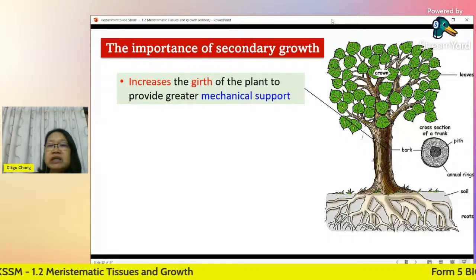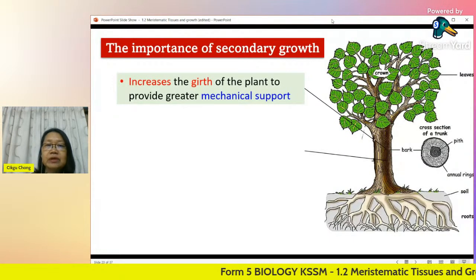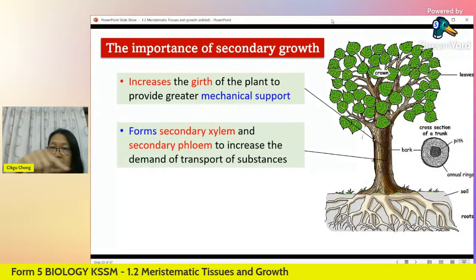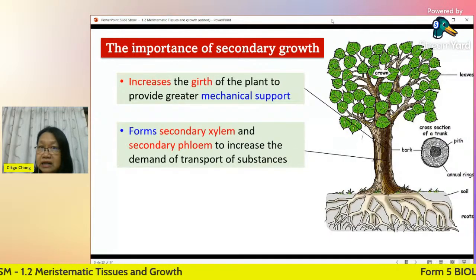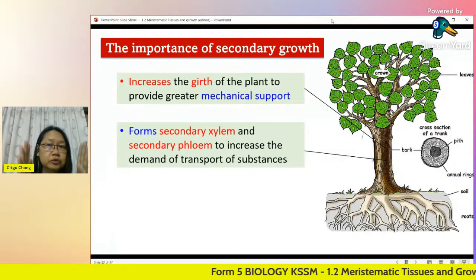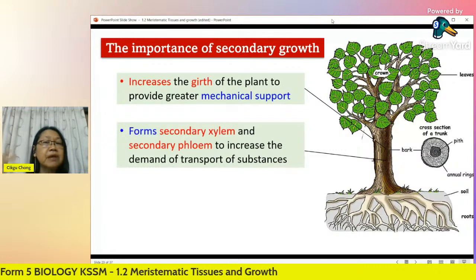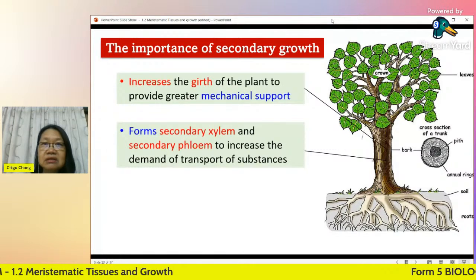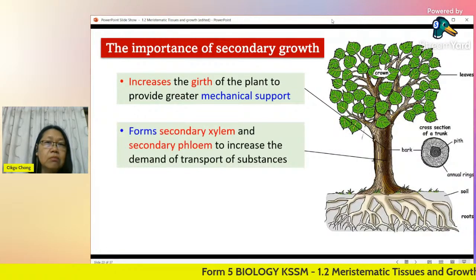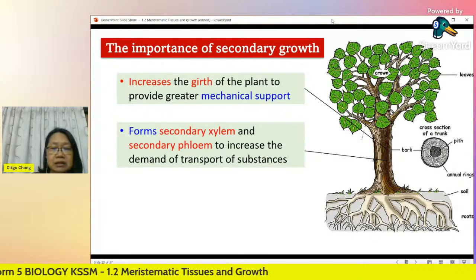So as to provide greater mechanical support. You want to make sure the plant can stand upright. Okay, and for the stem itself, inside there, we just want to talk about the cambium producing new xylem and new phloem. That's called the secondary xylem and secondary phloem, so that you have more tissues to help to transport water and also food. Because as the plant grows bigger, the demand for transport of water and food will increase. So you've got to make more tissues of xylem and phloem, okay, to meet the demand.